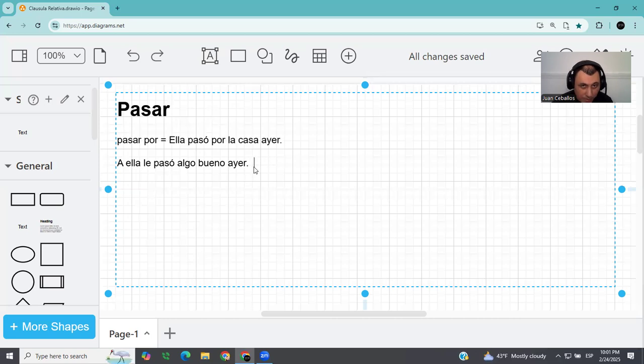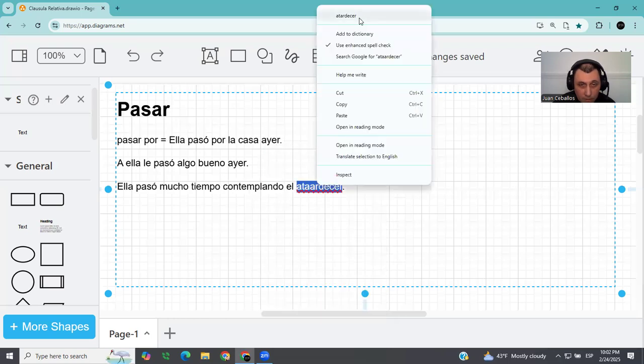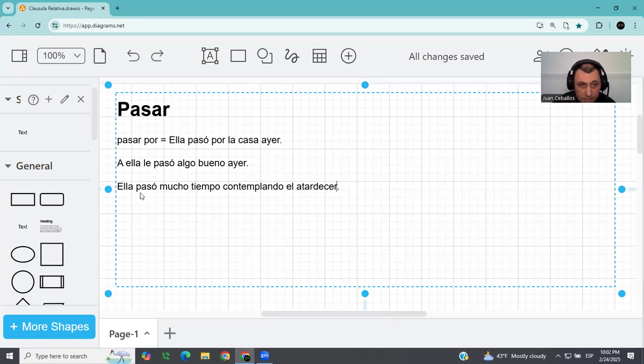And it can also mean to spend time. As an example: Ella pasó mucho tiempo contemplando el atardecer. She spent a lot of time contemplating the sunset.